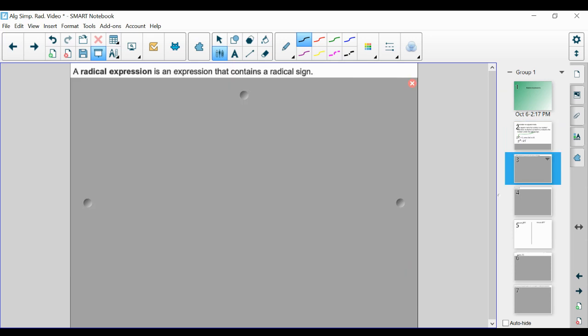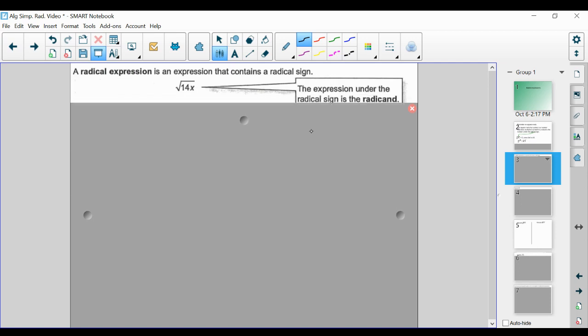So a radical expression is an expression that contains a radical sign. For example, the square root of 14x, or we sometimes say radical 14x. The expression under this radical sign is called the radicand. So 14x would be the radicand.